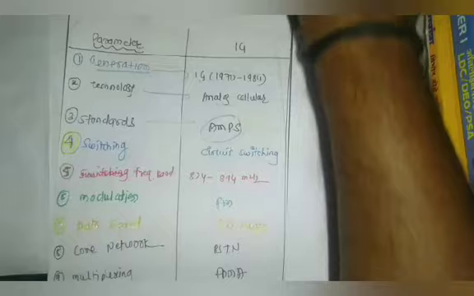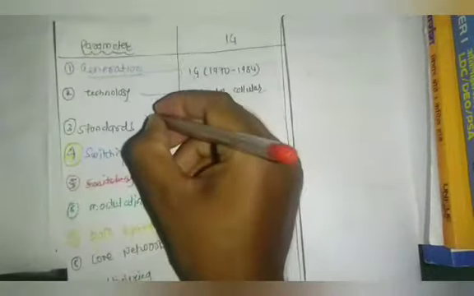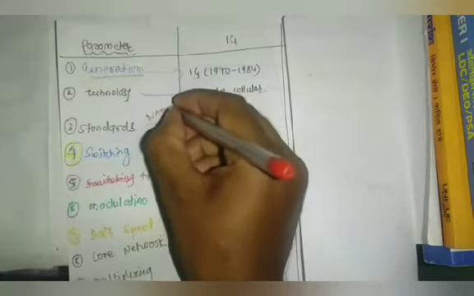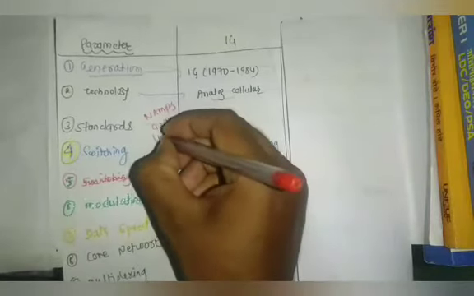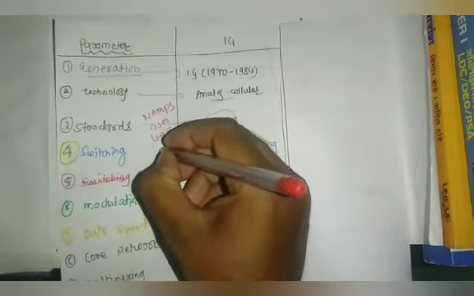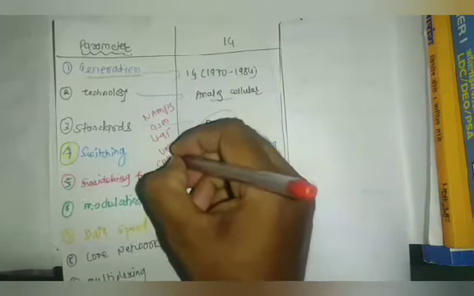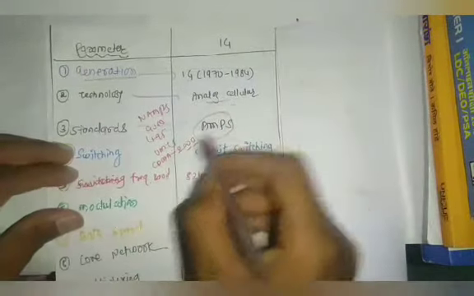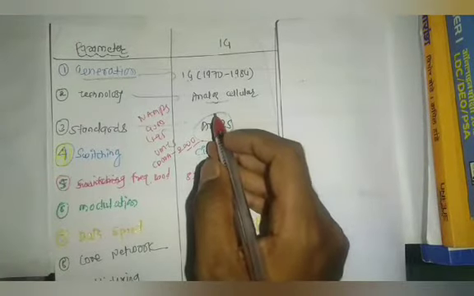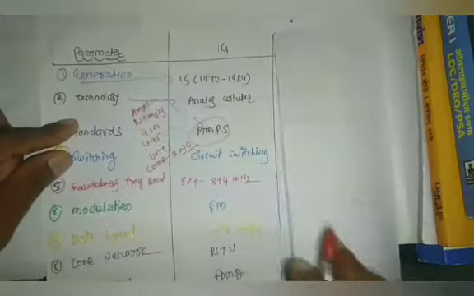AMPS is a standard, then NAMPS is also a standard, then GSM is also a standard, then IS-95 is also a standard, then UMTS is also a standard, then CDMA 2000 is also a standard. So these are the standards. Considering these, first AMPS. So 1G uses AMPS.